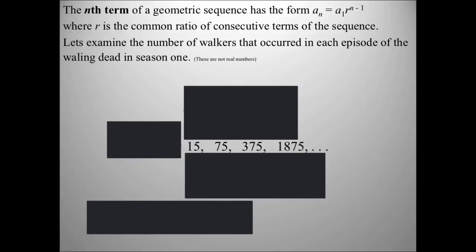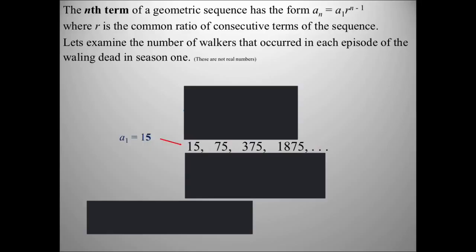For our first example of finding the formula for a geometric sequence, we're going to examine the number of walkers that occurred in each episode of The Walking Dead Season 1. So to begin with, we had 15 walkers in the first episode, 75 in the second, 375 in the third, and 1,875 in the fourth episode of Season 1. The first thing we want to identify for our formula is what is our first term. So in this case, our first term is a sub 1.